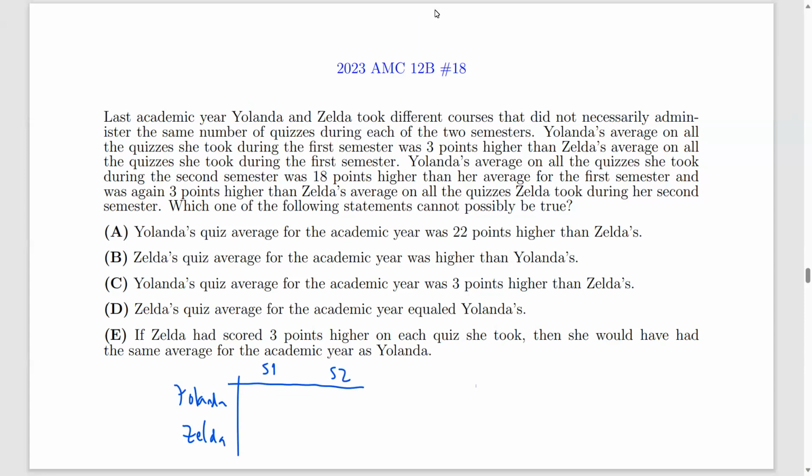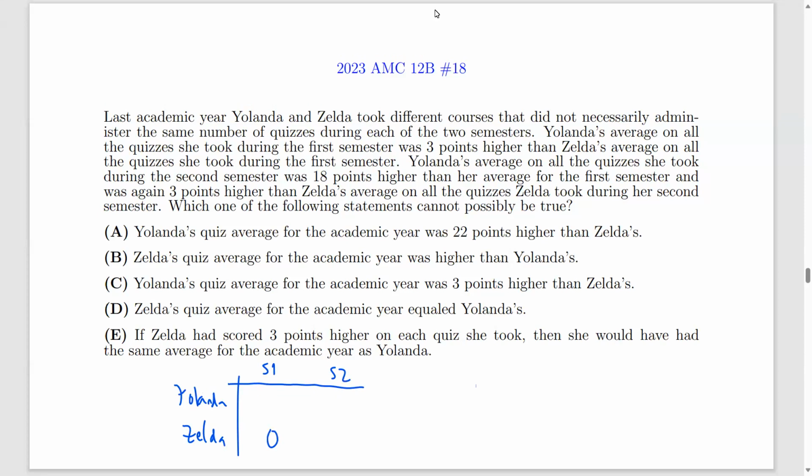So in order to do this, we can actually assume, without loss of generality, that Zelda averaged a 0 on her quizzes for semester 1. Now, realistically, this would not make much sense because quiz scores tend to be positive, but for the purposes of this solution, it does not really matter.